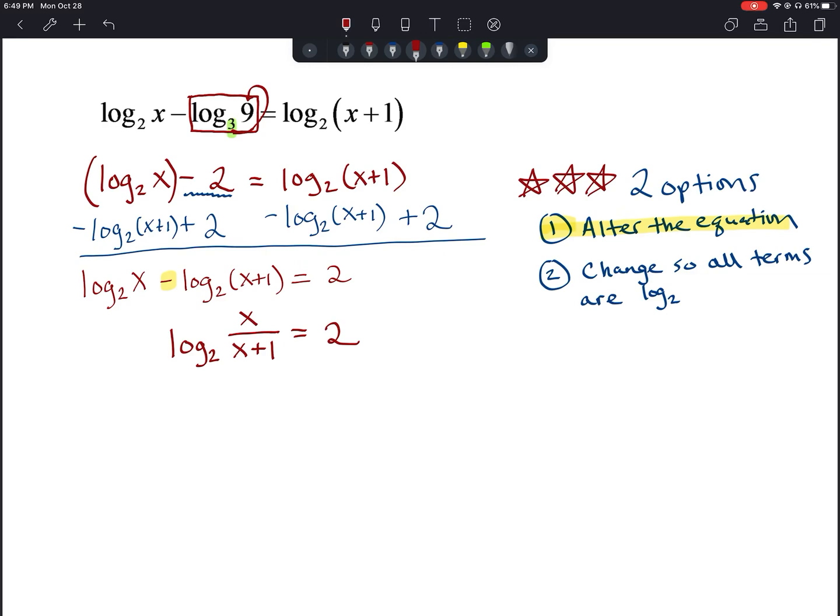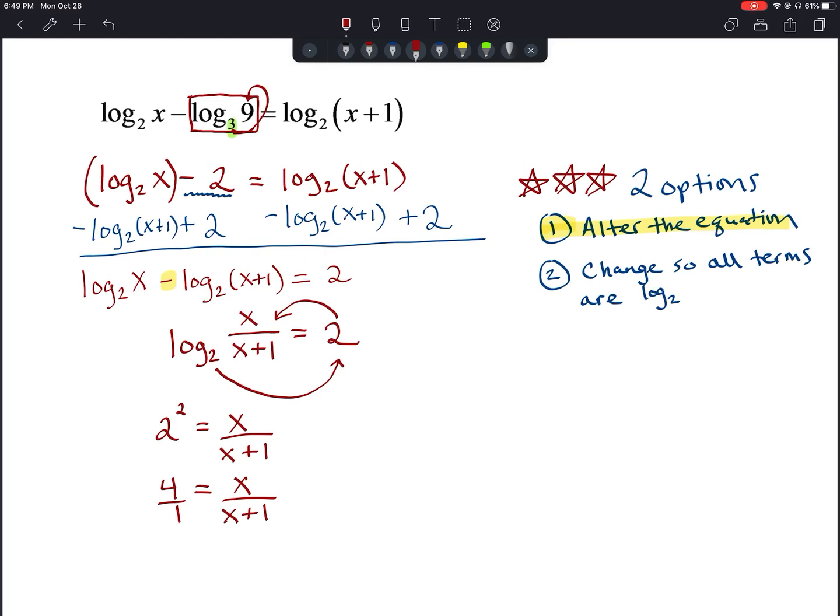This now resembles one of the equations that we started with in this section. We have one log on one side, so we can rewrite it in its exponential form: 2 to the second power equals x over x plus 1, which is like 4 equals x over x plus 1. And now we can just cross multiply to solve it.